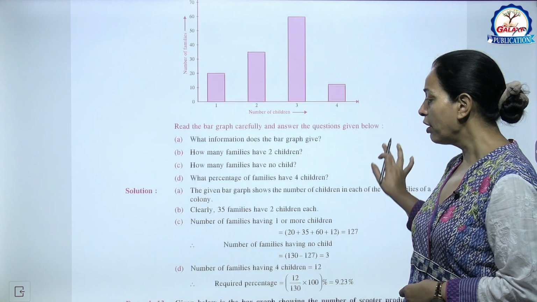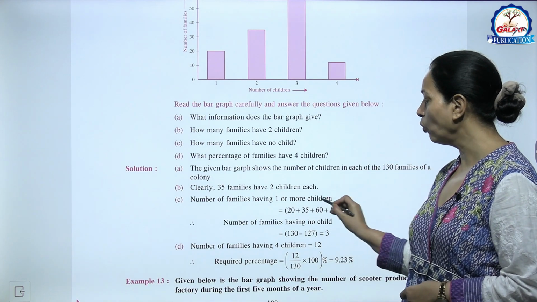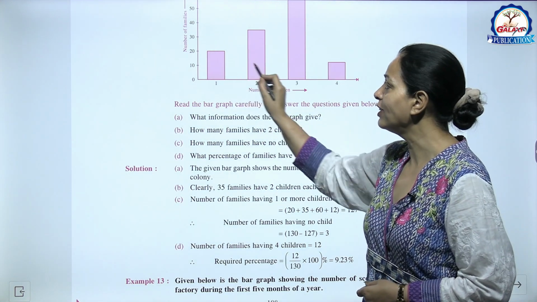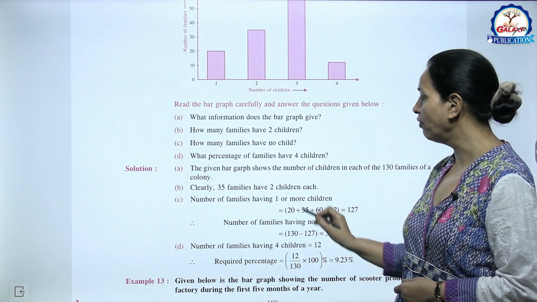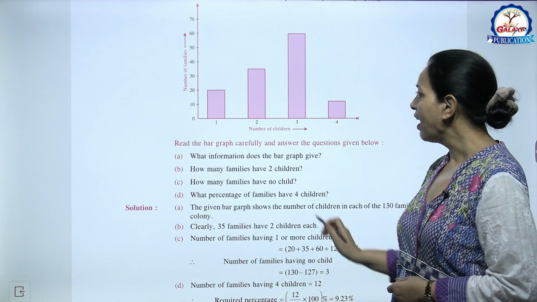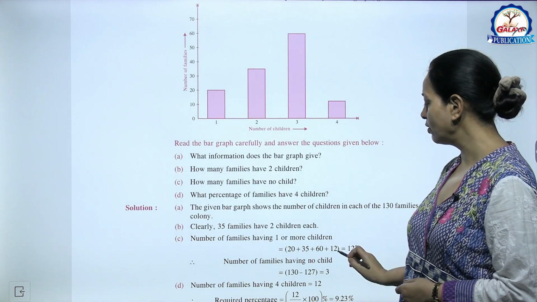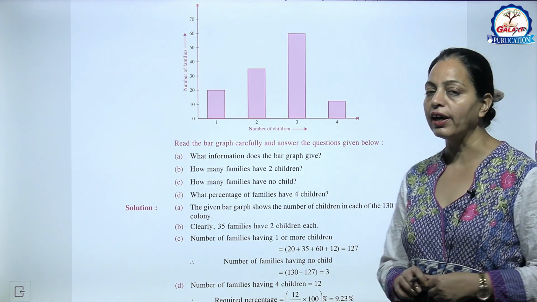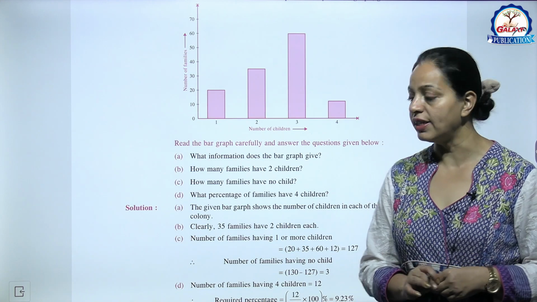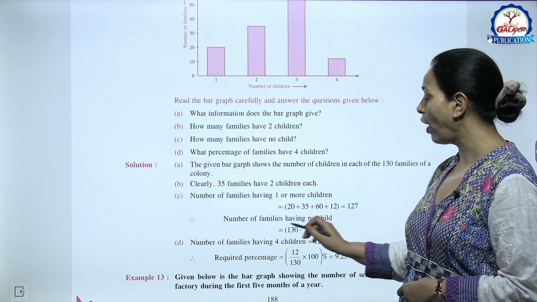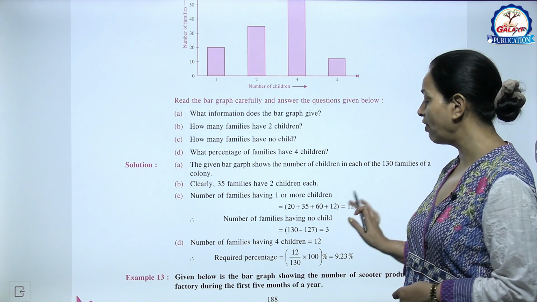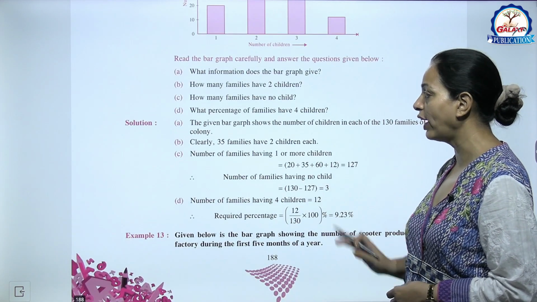So here, number of families having 1 or more children. First count all these. So 1, 20, 2, 35, 3, how many? 3, that is 60, and 4, that is 12. So total 127 and total number of families 130. So it means number of families having no child: 130 minus 127, that is 3, right?